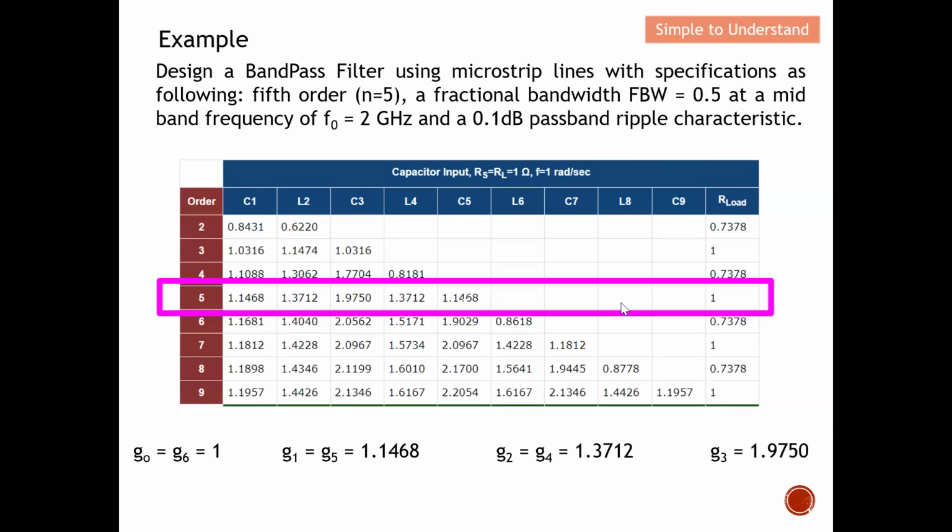From this table here, I will be able to obtain G0 to G6, so 1 and 1 over here, and then this G1 is 1.1468 here. Again, you can see that they are actually symmetric. So therefore, G1 and G5 are 1.1468 here. And G2 and G4 are the same, so they have 1.3712. Same for G3, which is 1.975. So basically, I guess you know how to get these numbers. You just need to refer to the table. N is equal to 5, so I look into N equals 5, and basically I will have all these G terms here.